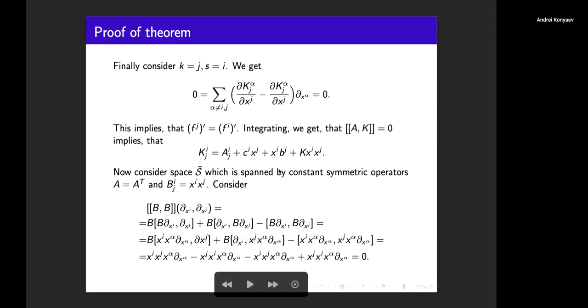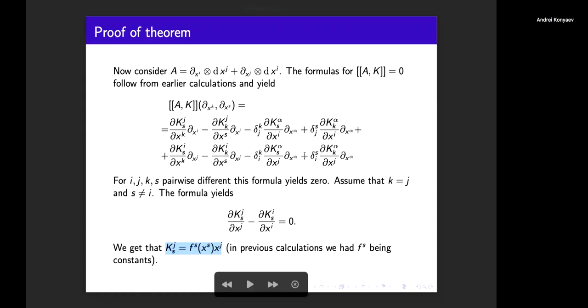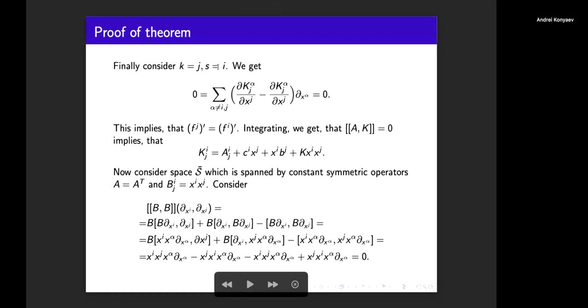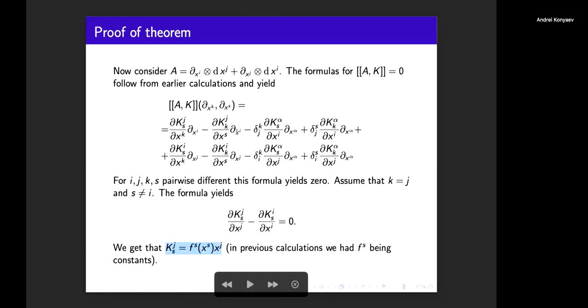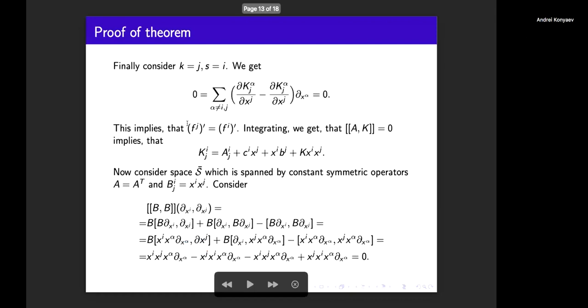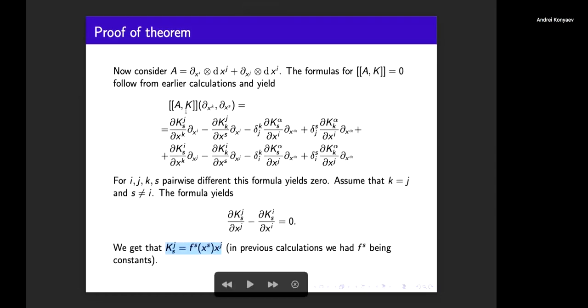Okay, we apply the extra condition, the last one. We've seen that this holds automatically from this one. We've seen that this yields the following. And now we take k equals j and s equals I, and we look at this. If k equals j and s equals I, then this vanishes. This does not necessarily vanish. But because k equals j and s equals I, I get that for alpha equals j, this minus this gives us zero.